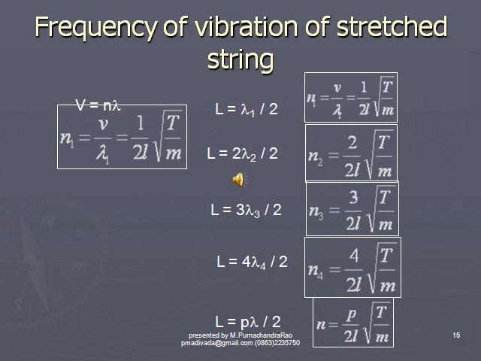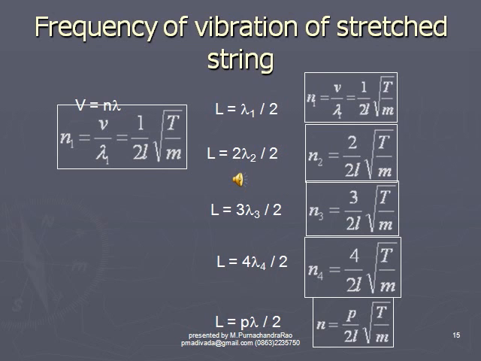The speed of the wave in a stretched string is given by root T by M. So substituting the values of V and λ1, we get the relation 1 by 2L into root T by M. This is the relation for frequency in the fundamental mode of vibration. So in the fundamental mode, N1 = 1 by 2L into square root of T by M.